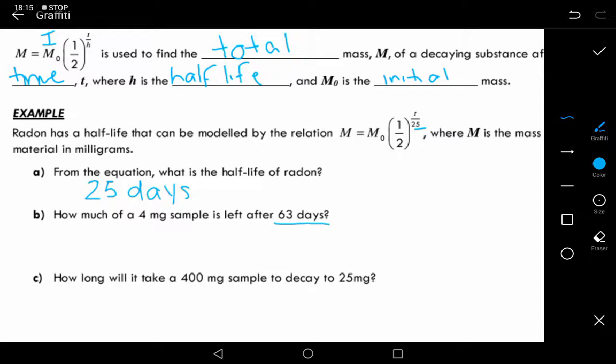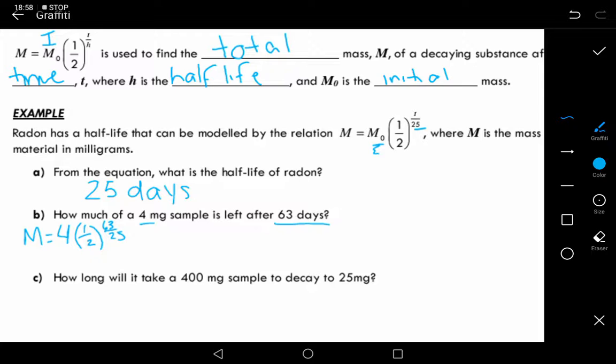Okay, so it says how much of a 4 milligram sample is left after 63 days. So this is giving us two pieces of information, right? Because we actually weren't given an initial amount, that m₀, so our question has to give that to us. So we're actually making two substitutions here. We're still trying to solve for that total amount, that just m all by itself, so we're leaving that as our variable. We're replacing m₀ with 4. It's always going to be times 1/2 because it's a half-life question. In this case, it's going to be to the power of the time period it gives us, 63, over 25.